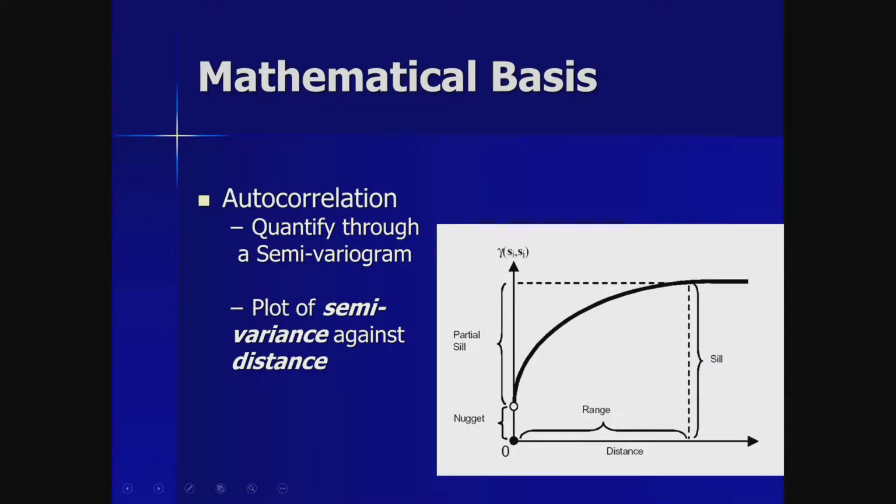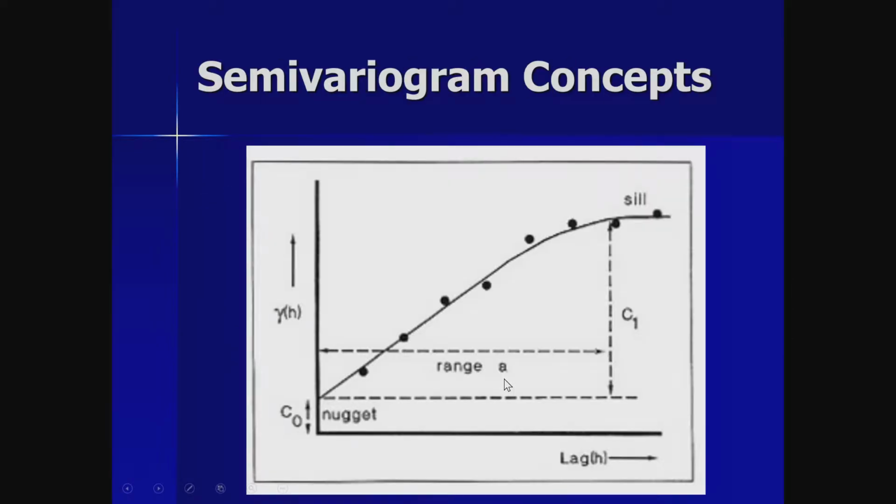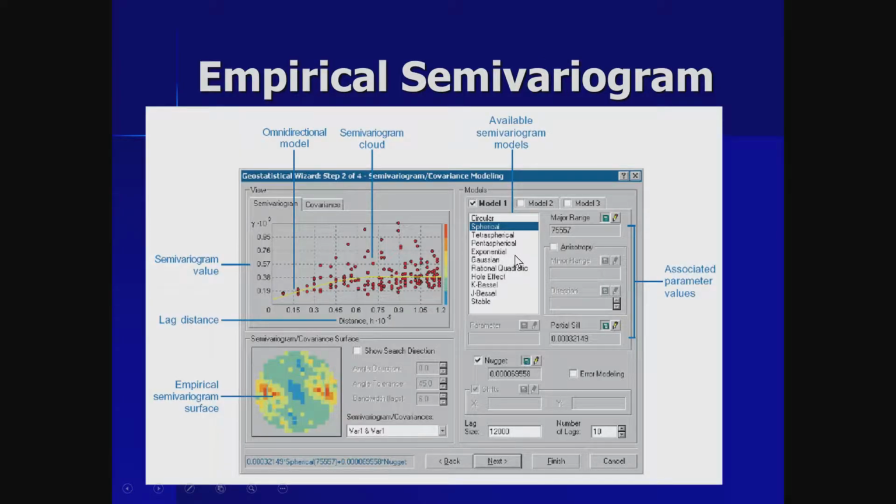So here is the trend through the data. This would be the actual data. The points are the data, the line is the trend again. This is what it actually looks like in ArcGIS. So in ArcGIS, it looks like this. This is the trend through the data.